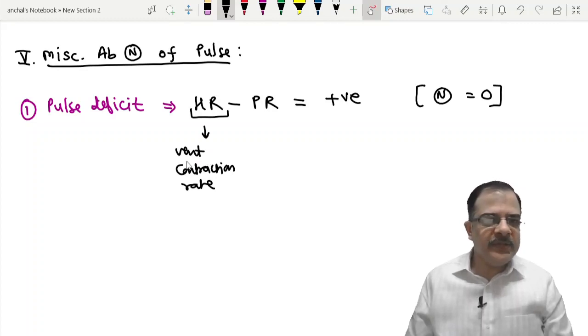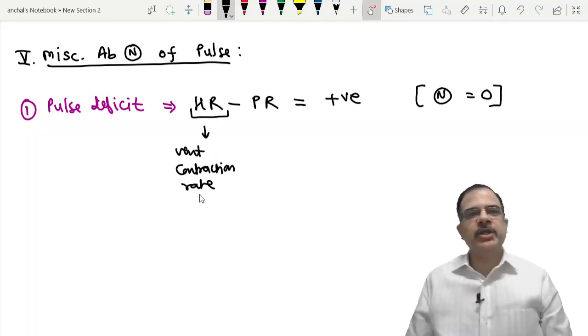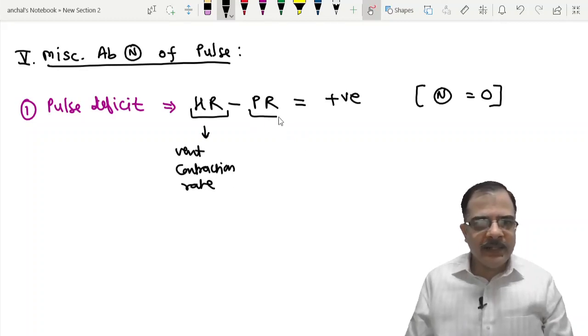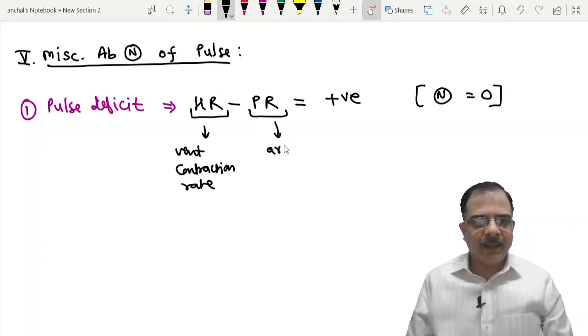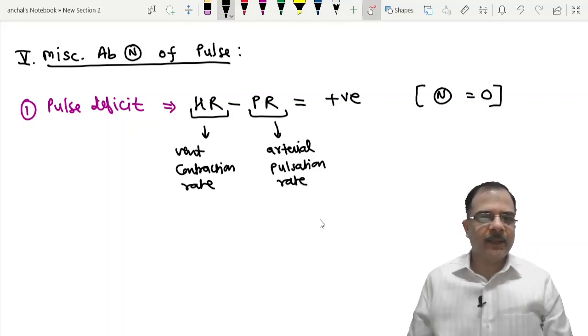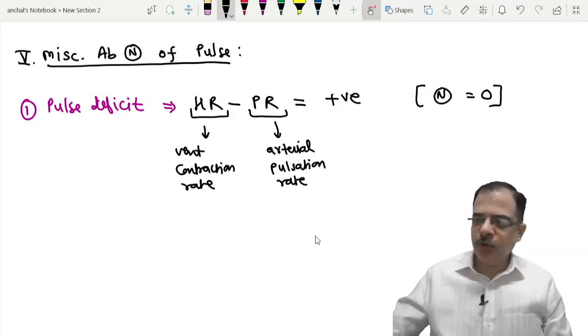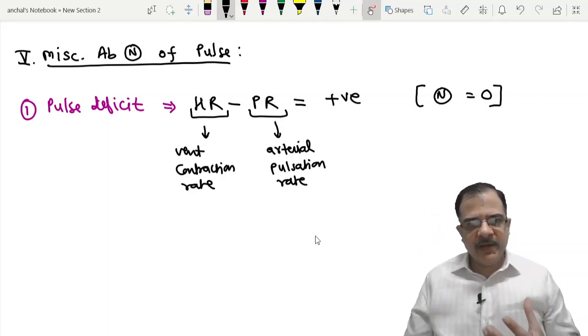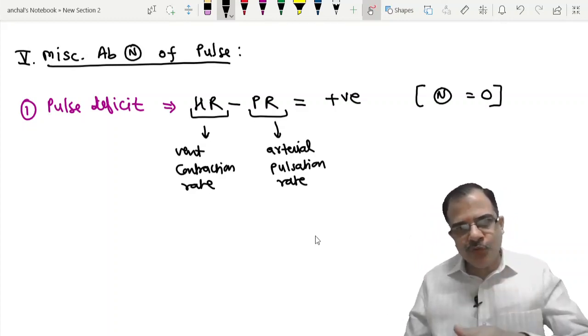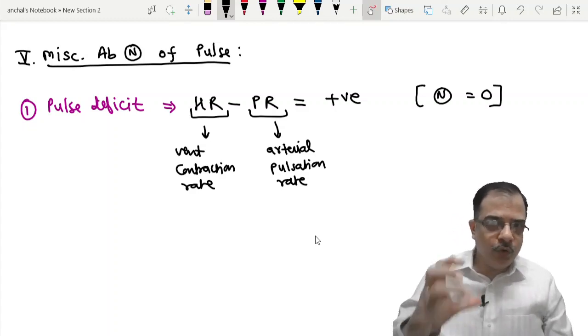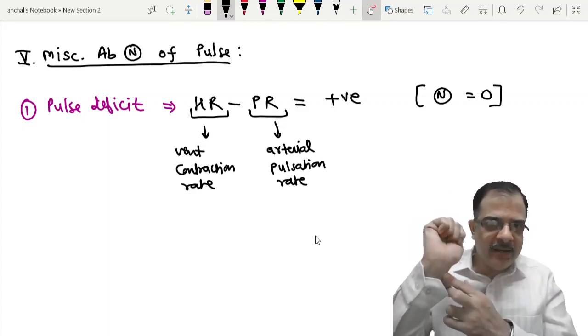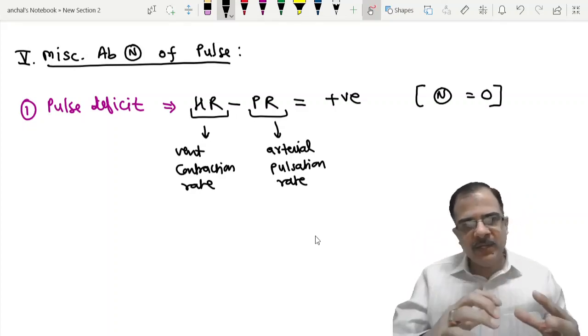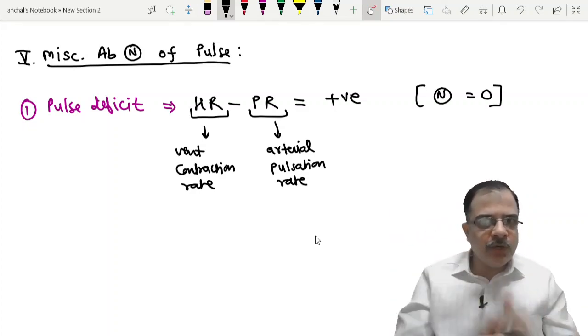Now, heart rate is the ventricle contraction rate, and pulse rate is the arterial pulsation rate. So there is a difference. Normally in a healthy individual, whenever the ventricle contracts, an adequate stroke volume is released, and that adequate stroke volume is felt in the form of arterial pulsation. So whatever the heart rate is, that is the pulse rate in a normal individual. Therefore the normal is zero.